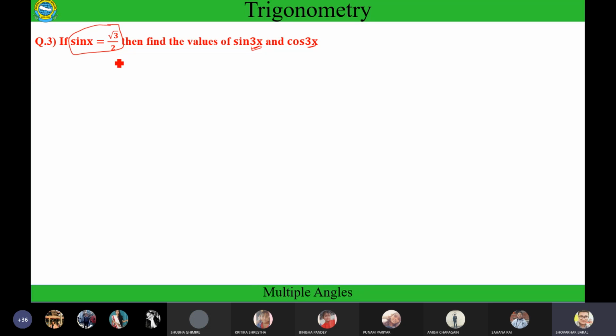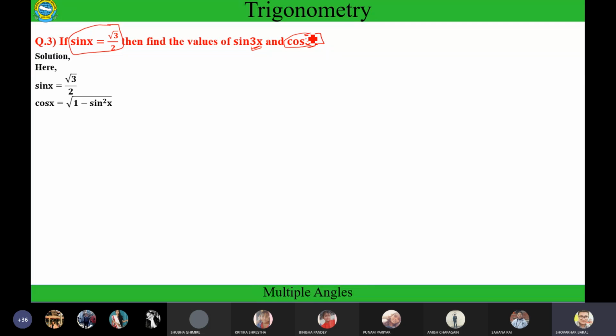So sine x is equals to root 3 by 2. Here, sine x is equals to root 3 by 2. So I'm going to find the value of cos x also, as I need the formula. I need the value of cos x to find the value of cos 3x.